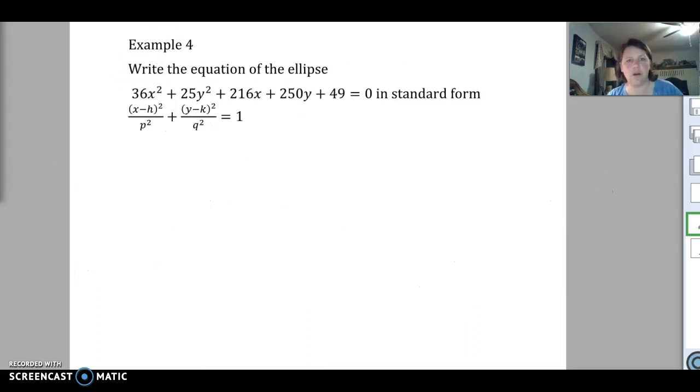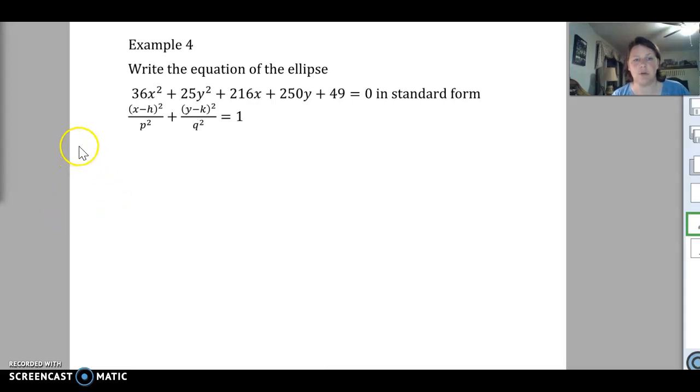Okay, example number 4. Write the equation of the ellipse, and they give you all that information in standard form. So what we're going to do here is complete the square again. Now notice, not like example number 3, in example 4 there's nothing that we can divide everything by. There are no constants that will go into every single one of those terms. So there's nothing that we can do to simplify this one. This one's also much more difficult. That's why I did not simplify the last example. But we're still going to go through all of those same steps.